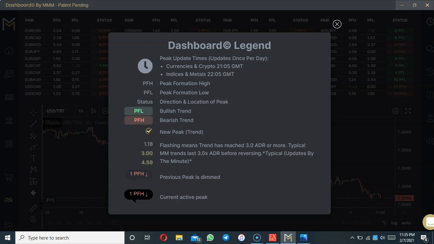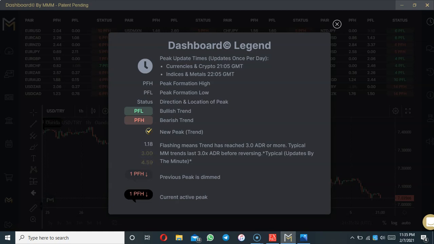So we keep it as simple as possible, guys. Never trade against the peak formation of the dashboard. Just never trade against your peak formation. The tick mark identifies a new peak. It's a new trend. Flashing numbers means the trend has reached 3 times ADR or more. Typical market maker trends last 3 times ADR before reversing.